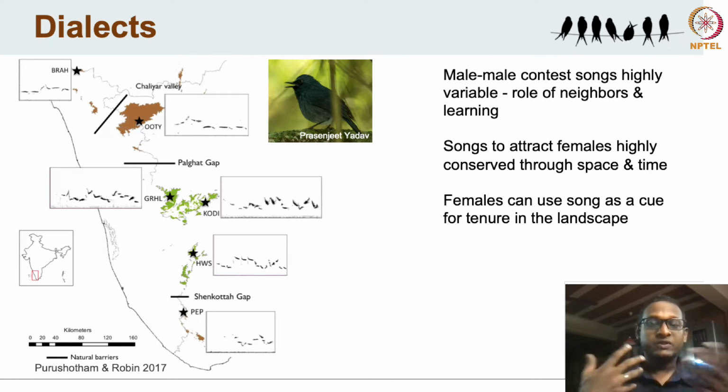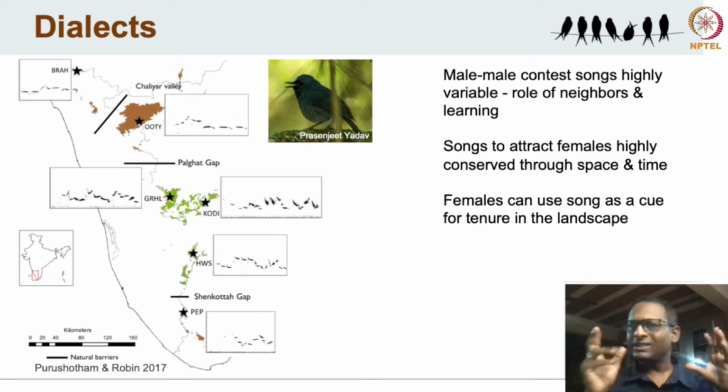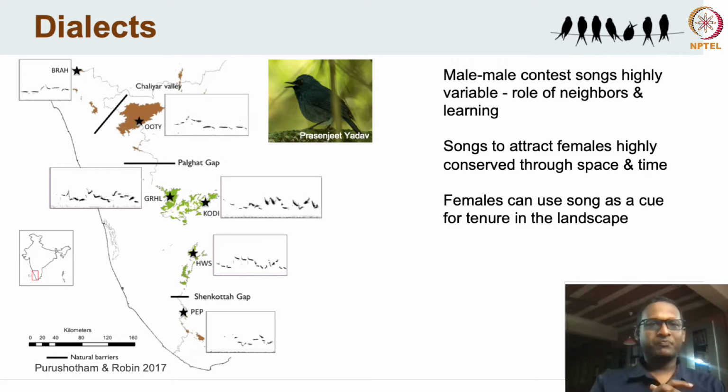So females then use these songs as a cue for tenure in the landscape. Which means that if it is a bird which is not from the same landscape, the females can quickly understand that just by listening to the sound of the bird. So remember that this is communication, and the idea is driven by all kinds of forces: sexual selection, male-male interaction, and now we are talking about isolation that results in dialects.